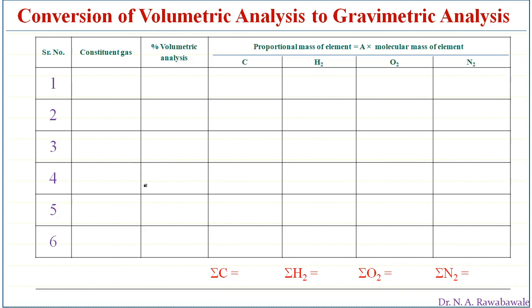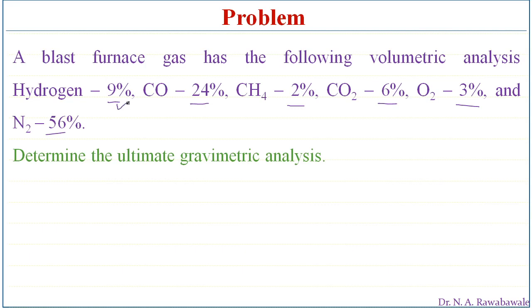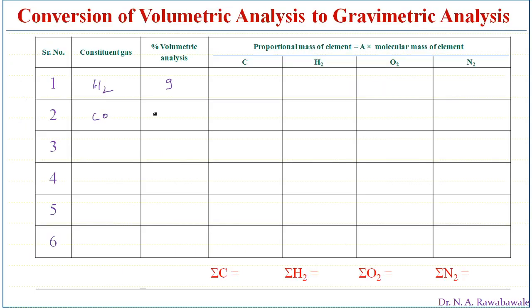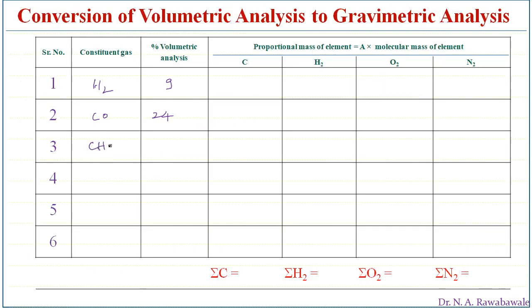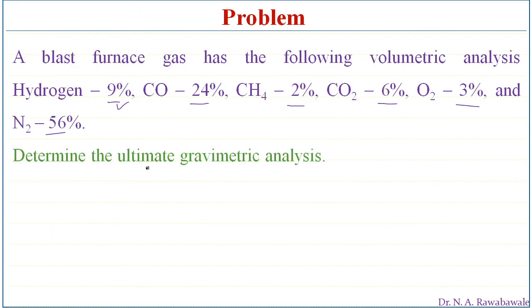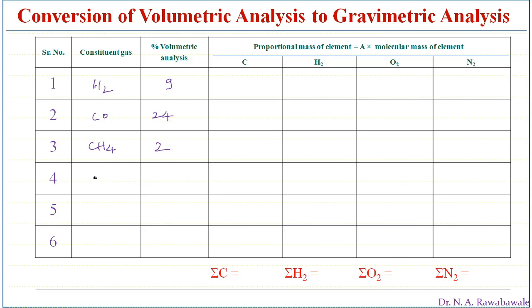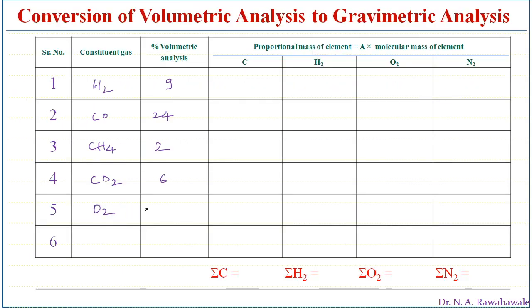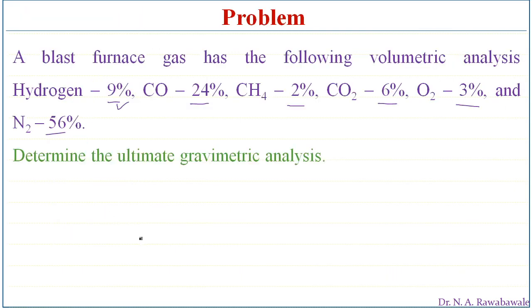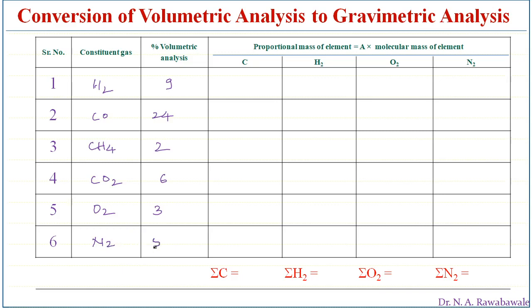So here the constituents of the gas are known. Hydrogen by volume is 9%, carbon monoxide is 24%, then methane CH4 is 2%, carbon dioxide CO2 is 6%, and oxygen is 3%, and nitrogen N2 is 56%.